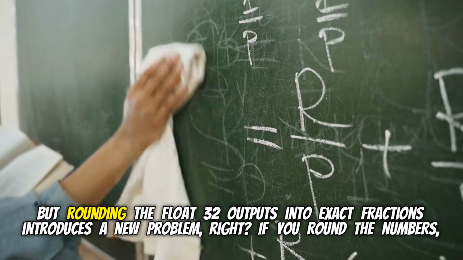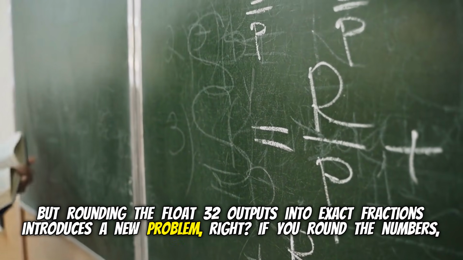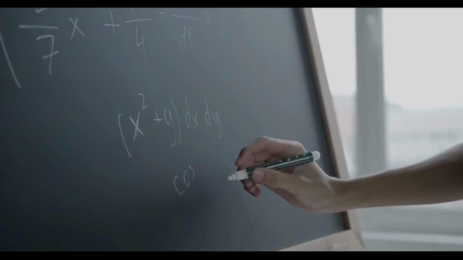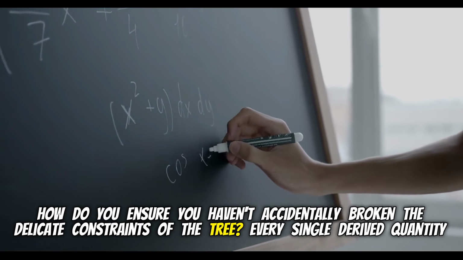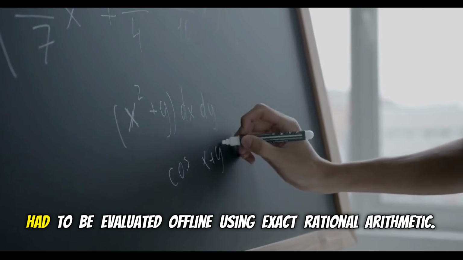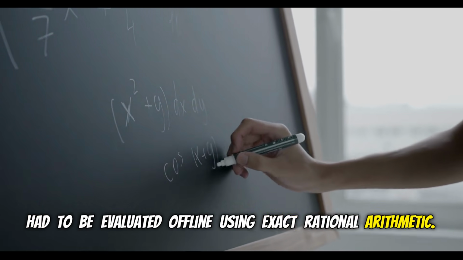But rounding the float-32 outputs into exact fractions introduces a new problem, right? If you round the numbers, how do you ensure you haven't accidentally broken the delicate constraints of the tree? Every single derived quantity had to be evaluated offline, using exact rational arithmetic.